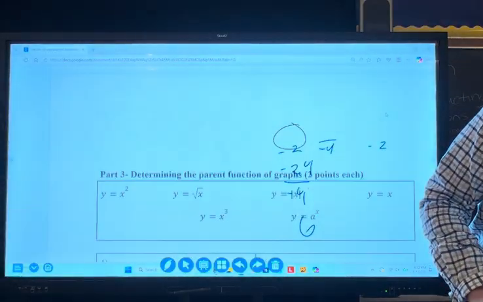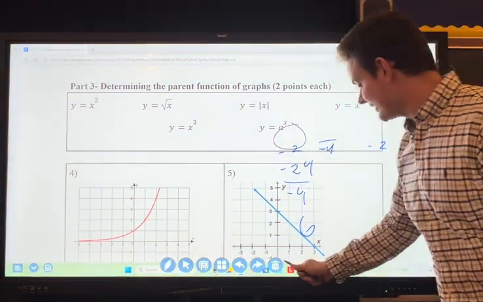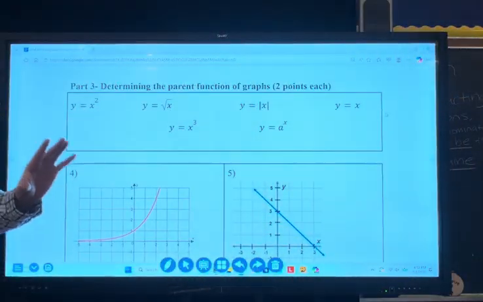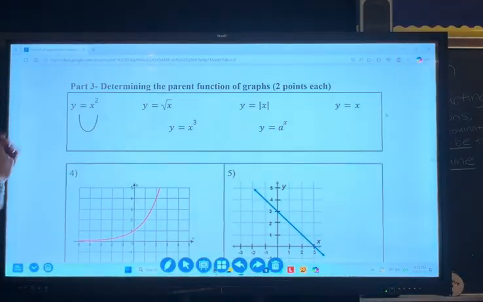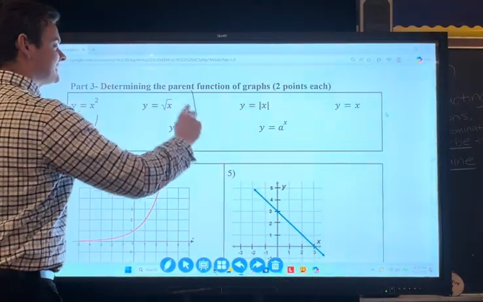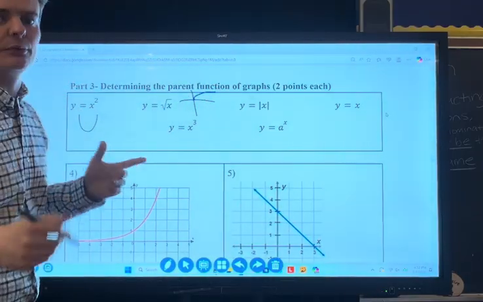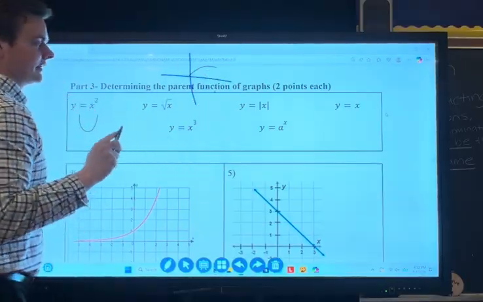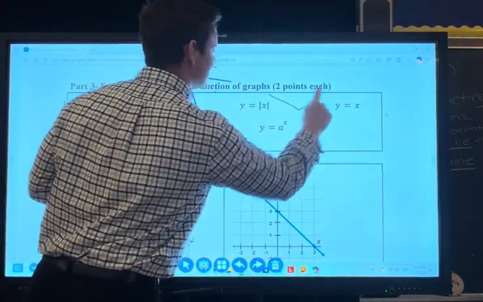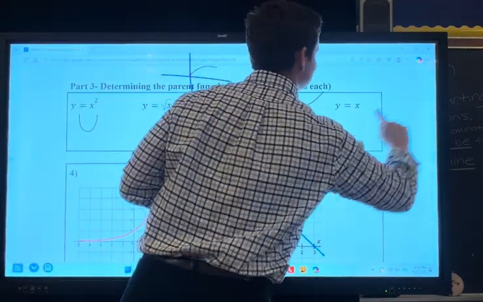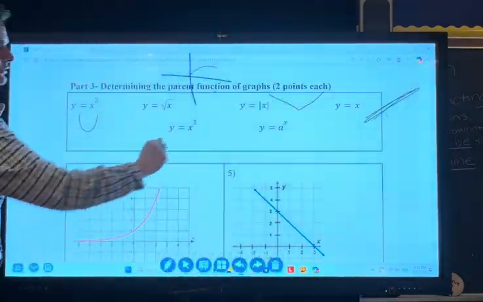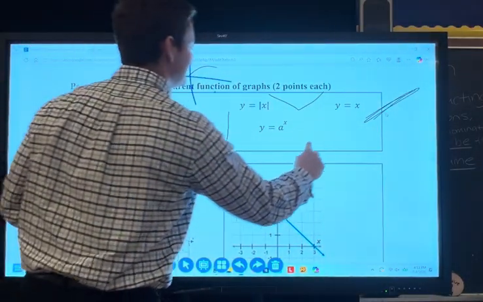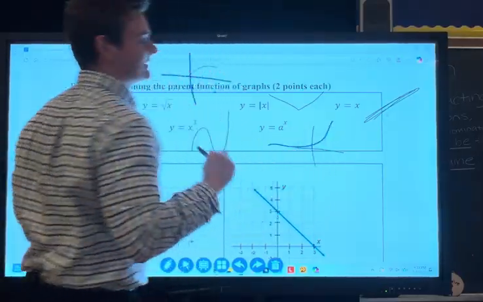Cool. Part 3. Part 3 is just pretty much a matching column. You have to know what each of these parent functions look like really quickly. X squared, that looks like a u. The square root of x, that looks like a little mini wave. Let me draw it a little better. Some kind of mini wave. Absolute value of x, that is a v. Y equals x, that is a line. Y equals x cubed, I call that a spaghetti, but that's something that looks like that. Y equals a to the x, that is exponential.